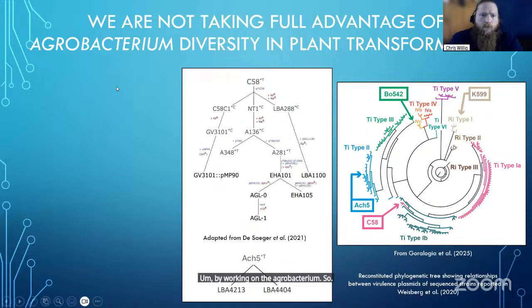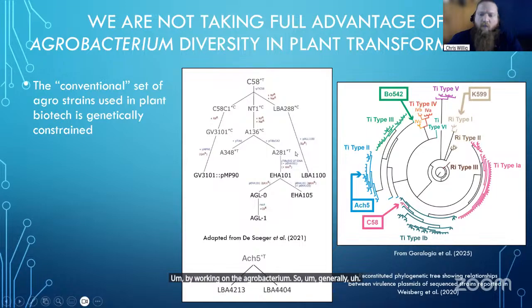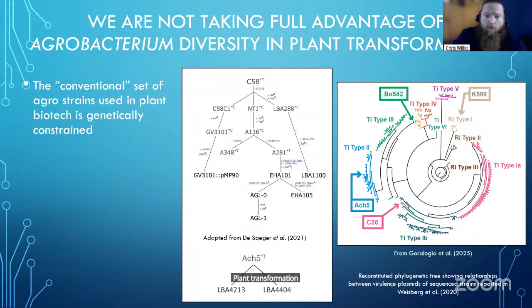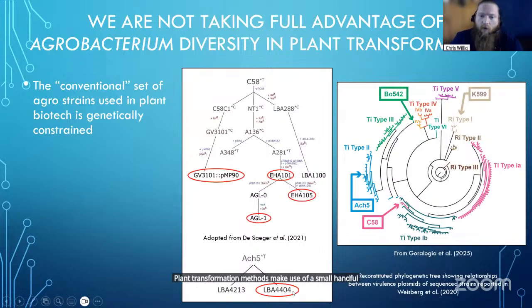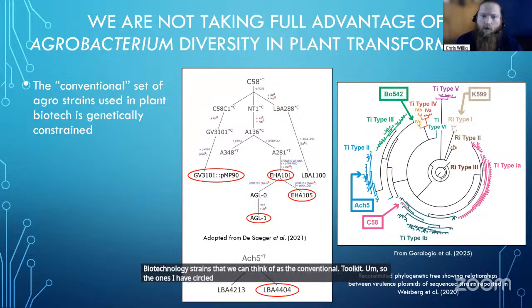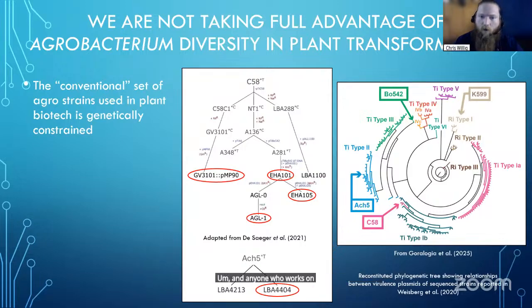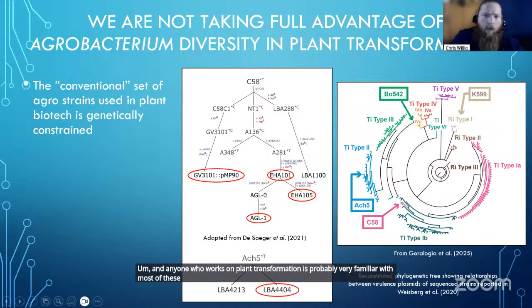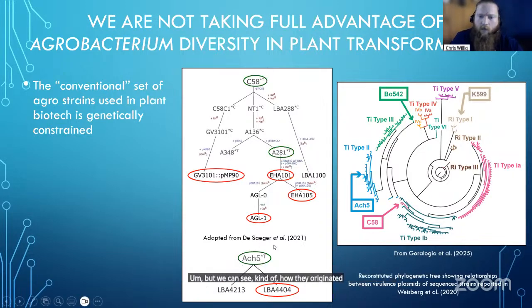So generally, 95% of the literature publications that come out with new plant transformation methods make use of a small handful of biotechnology strains that we can think of as the conventional toolkit. The ones I have circled in red here are a pedigree of these strains. Anyone who works on plant transformation is probably very familiar with most of these strains. But we can see how they originated. The wild type or oncogenic strains are relatively genetically constrained.